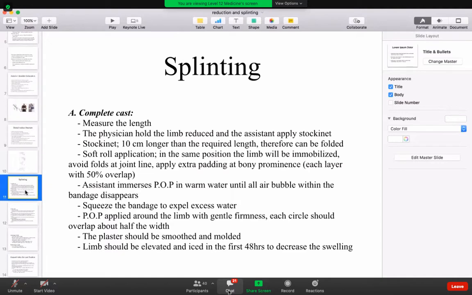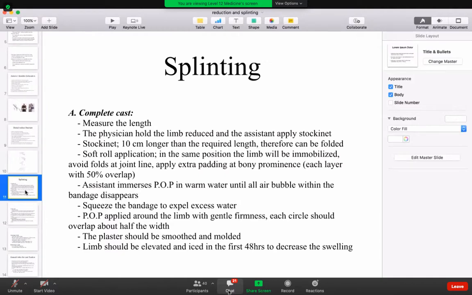And then you take the plaster of Paris roll. Plaster of Paris is this white plaster with powder on it. You take it and put it in warm water until you see air bubbles coming out, and then you take it out. Usually it takes less than 20 seconds. And then you start wrapping around the limb over the soft roll.